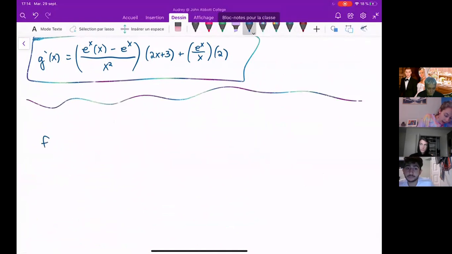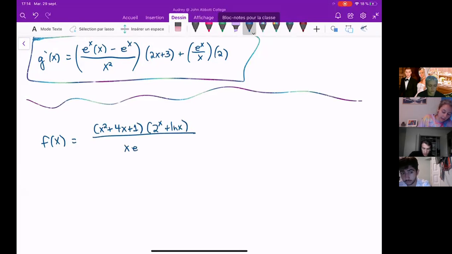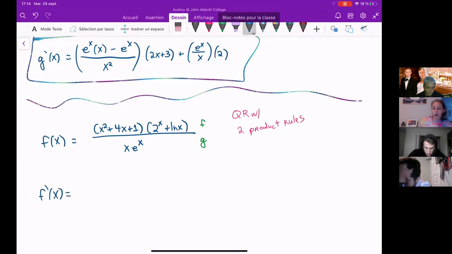So if I have f of x is equal to x squared plus 4x plus 1 times 2 to the x plus ln x, over x e to the x. Let's say that I have something like this. This is going to be a quotient rule with two product rules. Both f and g need the product rules. So if you go straight to the answer, eventually, hopefully you're going to get there. So I'm just going to write down the answer and let you try to figure out where things came from.